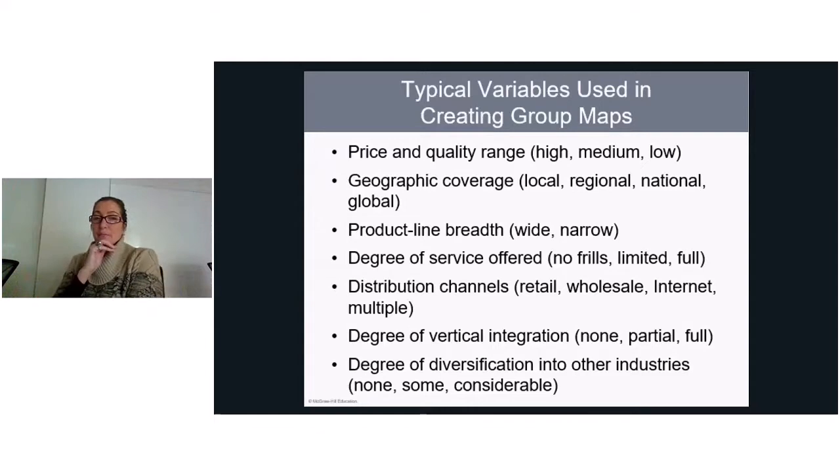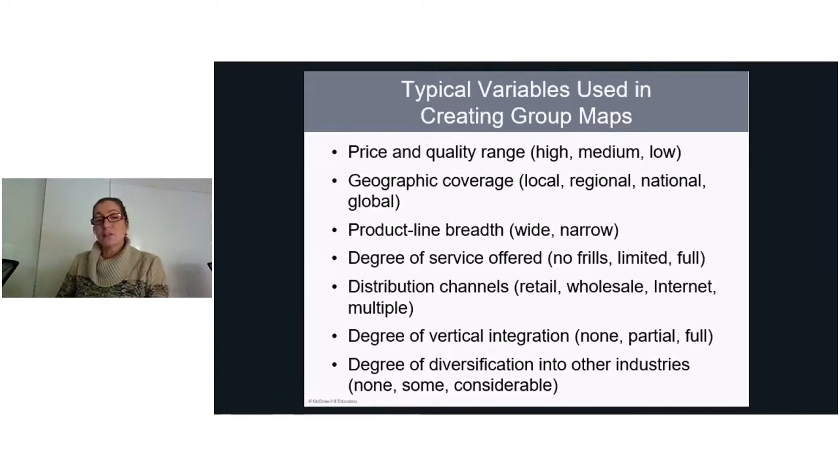So the standard positioning map uses price and quality, so price on the vertical axis, quality on the horizontal axis. Decide which industry you're operating in and plot where the competitors are. You also might want to use geography, geographic coverage, location as an evaluative criteria, maybe on the horizontal axis. The breadth of the product line that a competitor is offering, either wide or narrow. You can use that information to decipher who is positioned where in the marketplace and because of what they're offering.